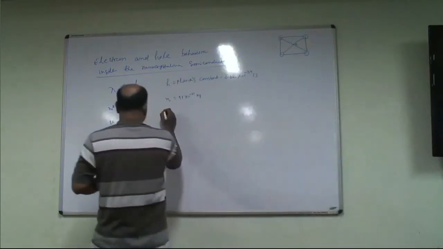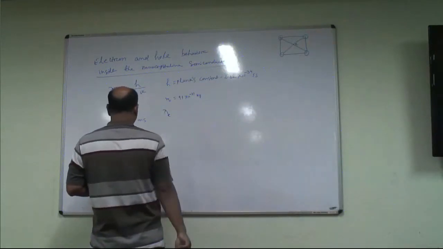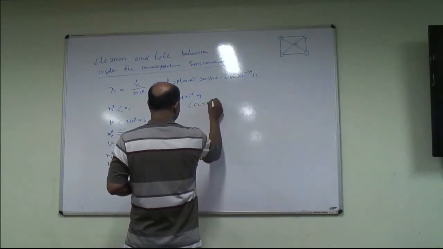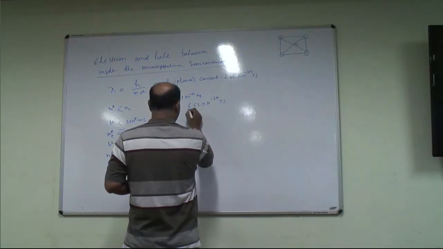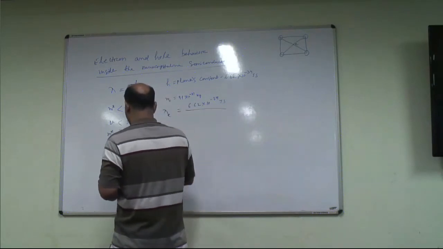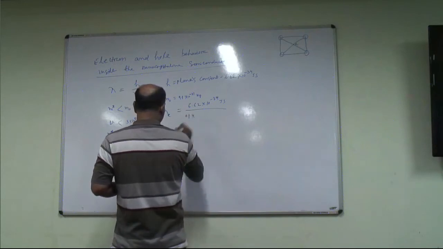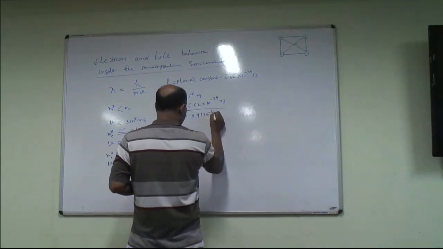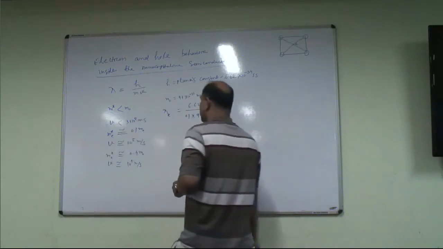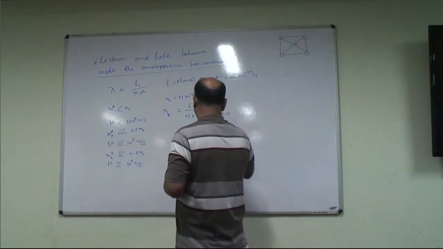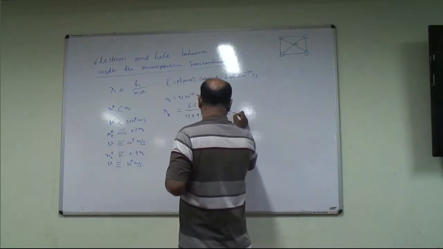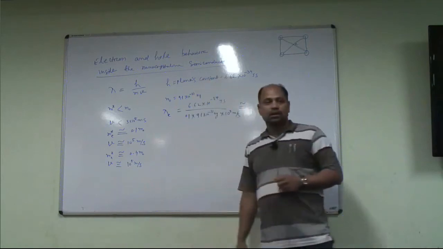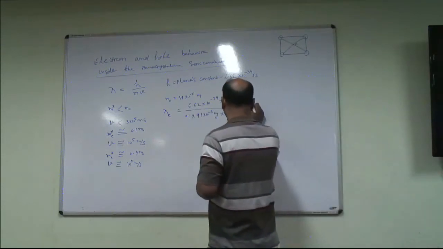If you calculate the wavelength of the electron inside a semiconductor, you put the value 6.62, the Planck's constant in joule second, divided by the effective mass of the electron, 0.1 into m naught, which is 9.1 into 10 to the power minus 31 kg, and your velocity is 10 to the power 5 meter per second. And if you calculate it, you get close to 73 nanometer.